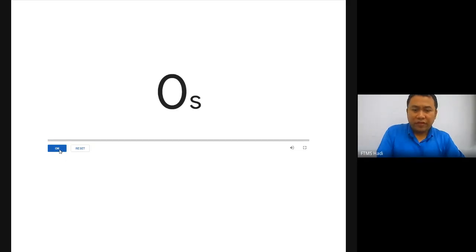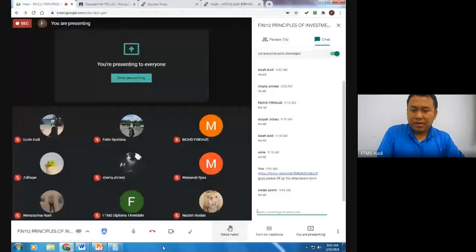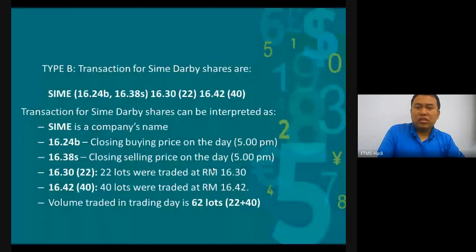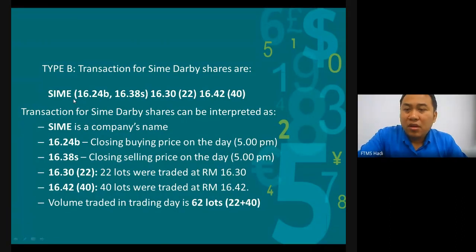Okay, let's move on to the final part. The final part here is this. Type B. This one is an old school one. I'm not sure whether they're still existing, but still we need to learn this one. All right, this is the type B. They're giving it like this.